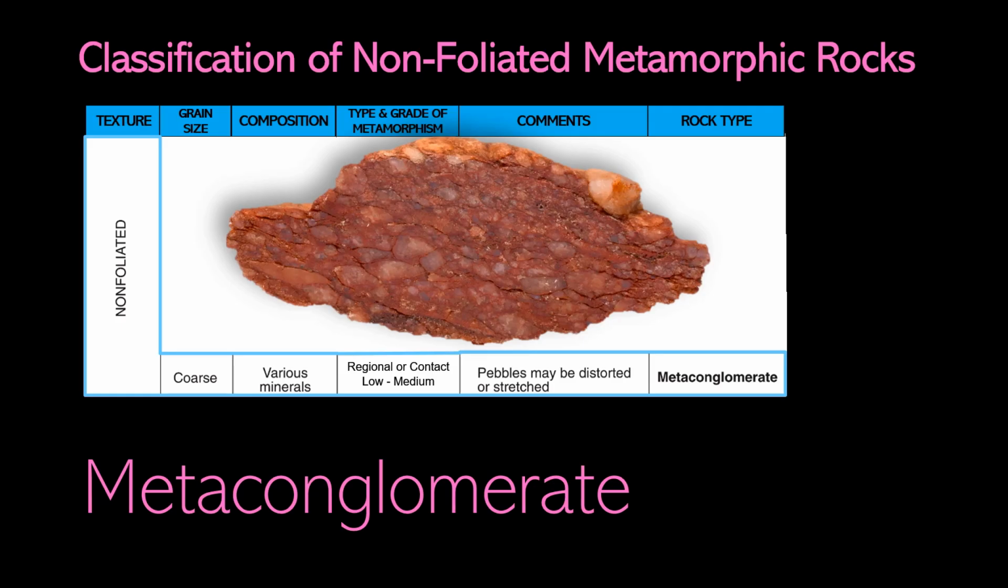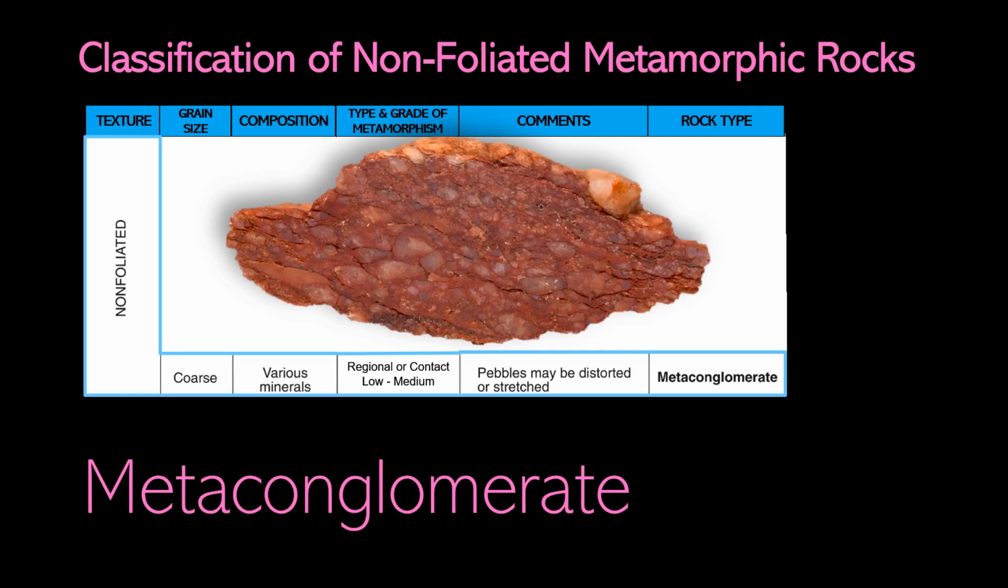The original rounded clasts in the conglomerate, which can be composed of various materials such as quartz, granite, or other rock fragments, are preserved in the metaconglomerate. The finer-grained matrix, the material surrounding the clasts, typically consists of quartz, feldspar and other minerals, and may become more crystalline during metamorphism. Metaconglomerate retains the original clast structure of the conglomerate, but the clasts may become flattened or elongated due to pressure, giving the rock a more foliate or schistose appearance.